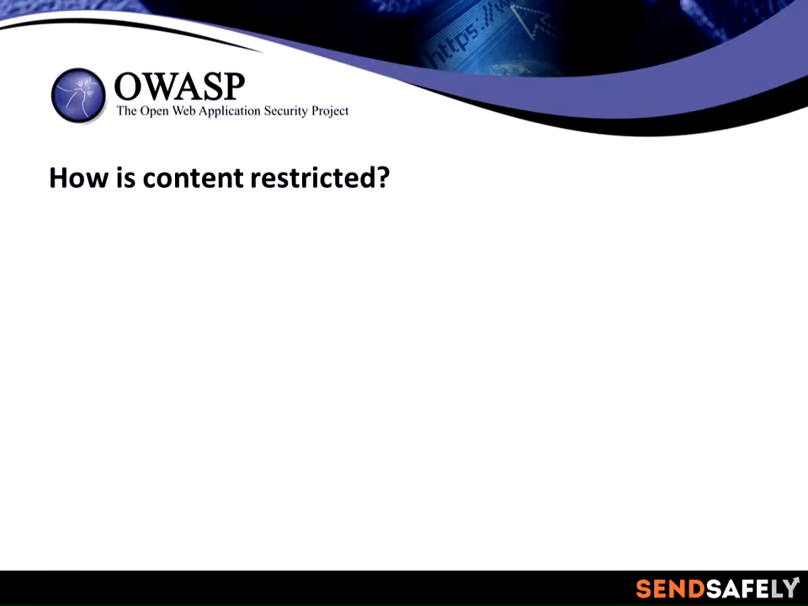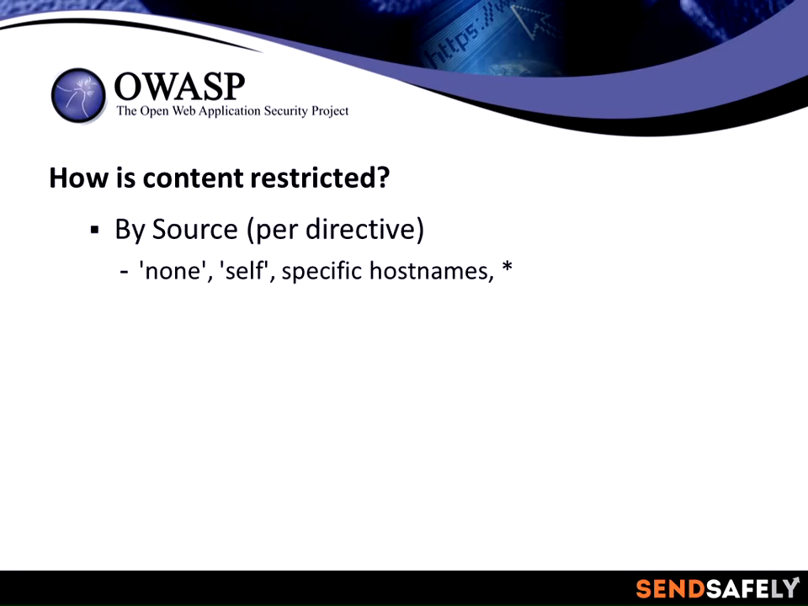As far as the ways you can restrict content with CSP, the main way you restrict each of those categories is by the source of the content. So you can specify for JavaScript, for example, where JavaScript can load from. You can say don't load any JavaScript. You can say load it specifically from our own website and no other site. Or you can even whitelist specific host names or domains you want to load content from. And you can even go as far as defining a wildcard to say allow this content from any source.